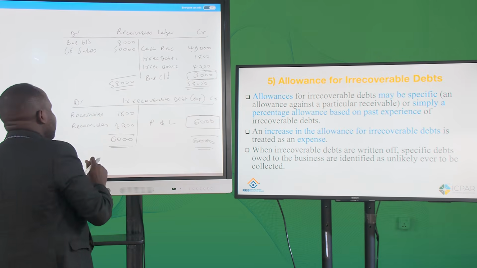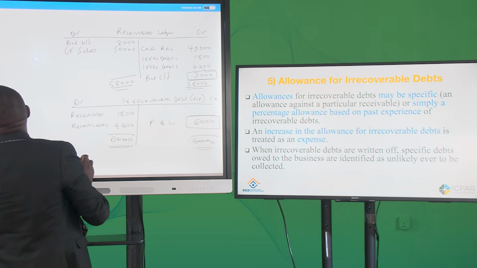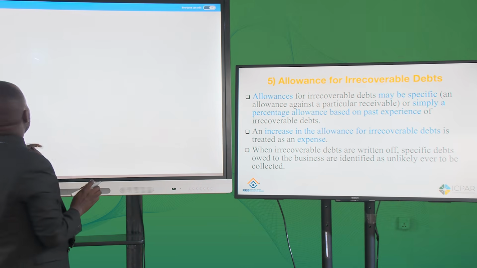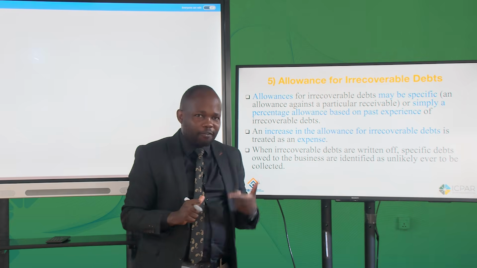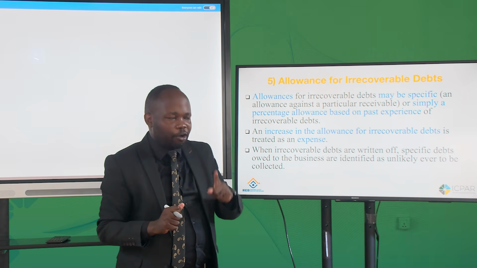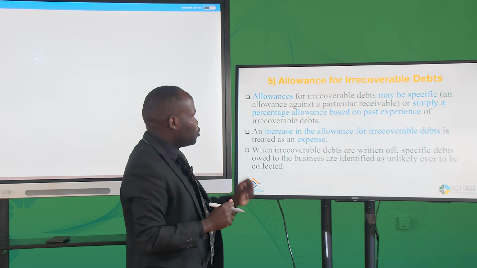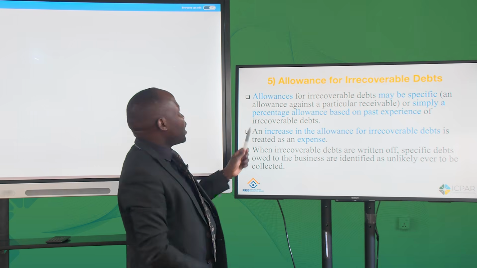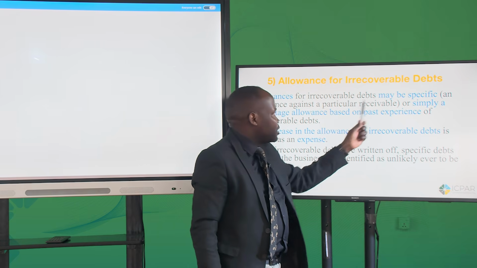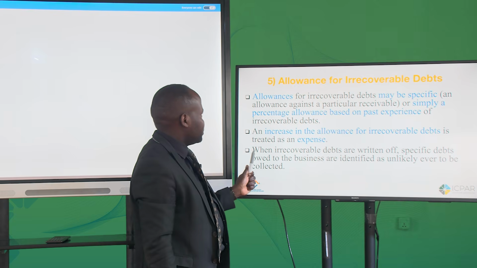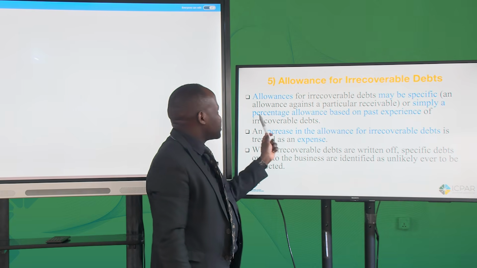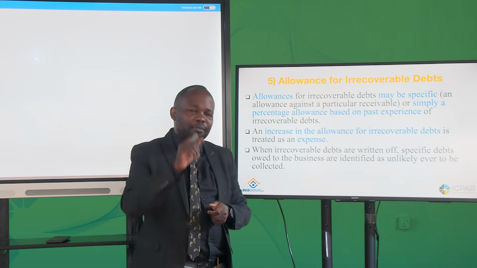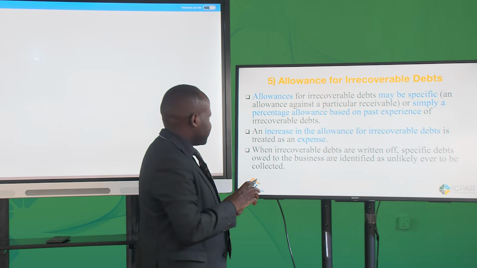Allowance for irrecoverable debts. Once we know clients will default, we need to be prudent and provide an allowance for these clients who will default. So allowances for irrecoverable debts may be specific, an allowance against a particular receivable, or simply a percentage. So it can be a fixed amount or a percentage.